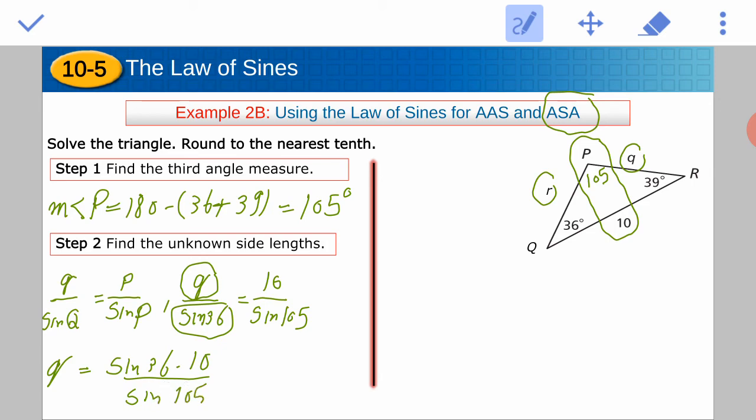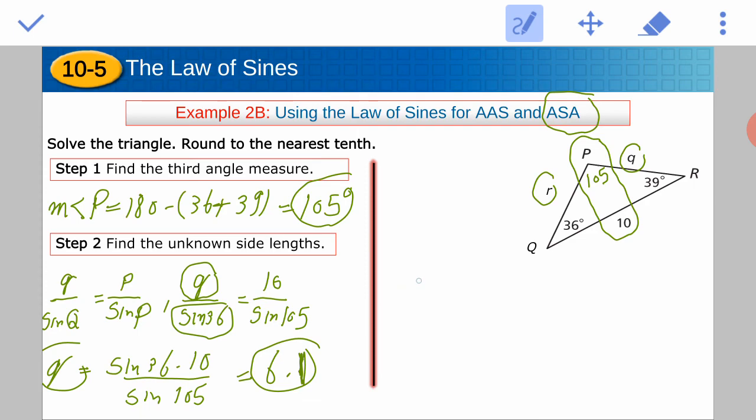If you put that on the calculator, guys, you will get the side length Q. It's going to be 6.1. So we have found the side length Q. And at the beginning, we have found the measure of angle P. So guys, only one more unknown, side R.